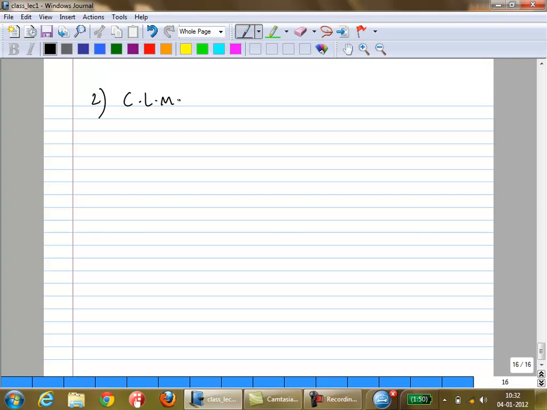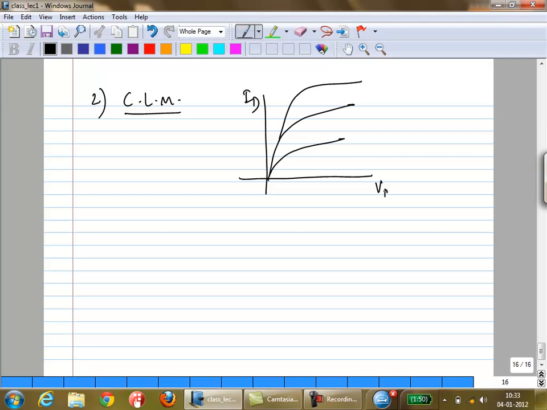No? Okay. You've probably used it in the other class. You just didn't understand why it was being used. Remember your MOSFET characteristics?